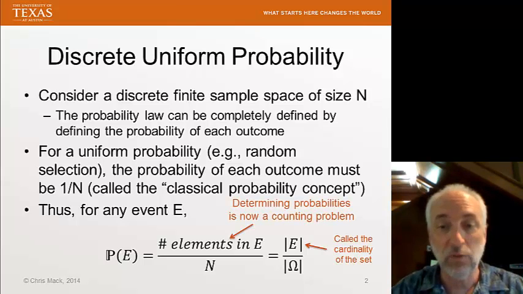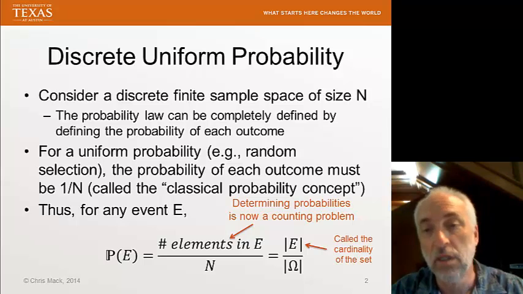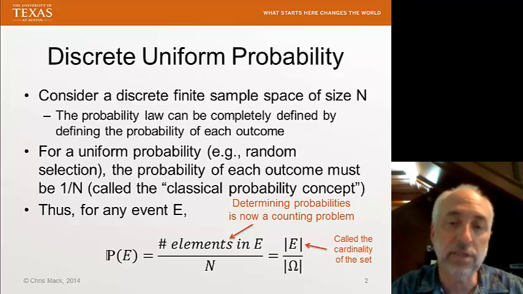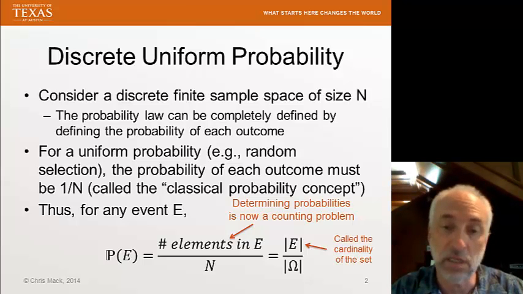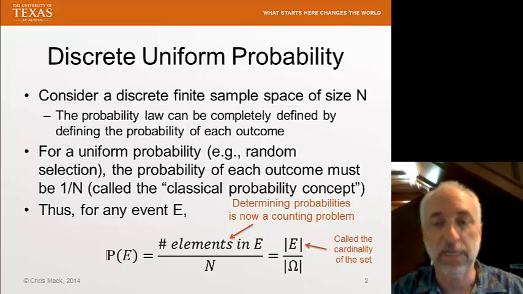In this way, for this case of a discrete uniform probability model, determining probabilities is simply a counting problem. I count the number of elements in E, divide by the total number of elements in the sample space, and I'm done. For example, what's the probability of drawing a heart from a well-shuffled deck of cards?